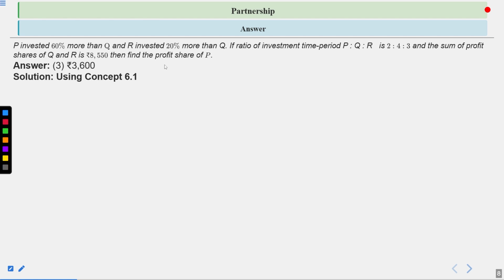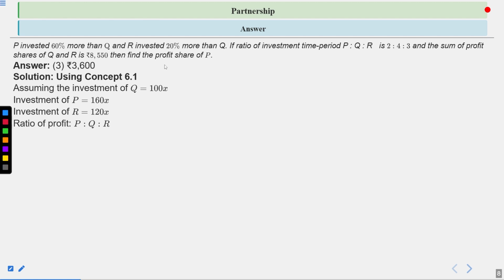Now see the detailed solution using concept 6.1 in this question. Assuming the investment of Q is equal to 100x, the investment of P will become 160x. In the same way, the investment of R will become 120x because it is 20% more than Q. So the ratio of the profit of P ratio Q ratio R will become 160 multiplied by 2, 100x multiplied by 4, ratio 120 multiplied by 3.